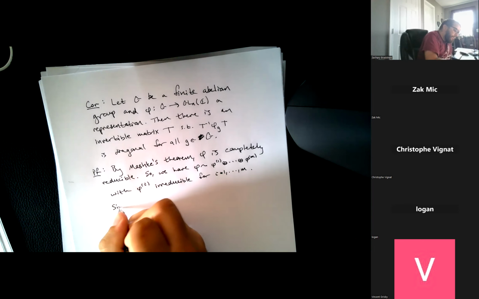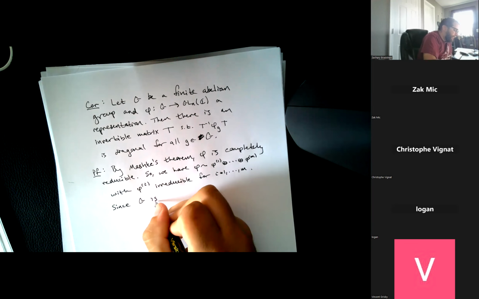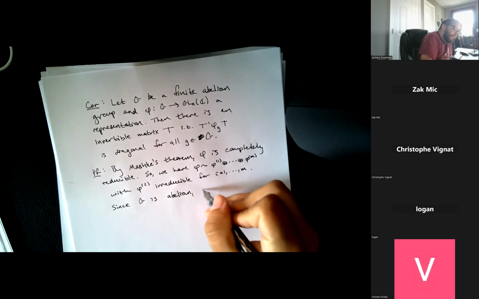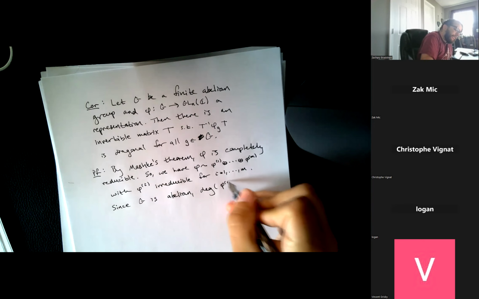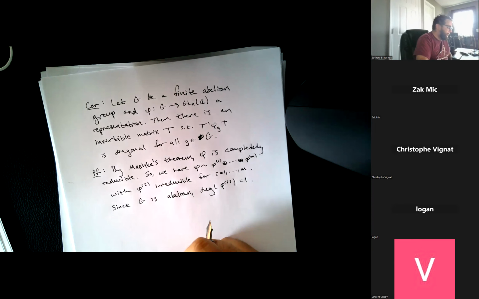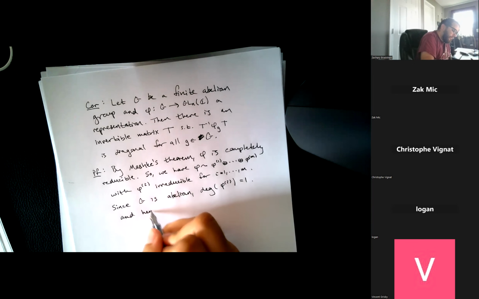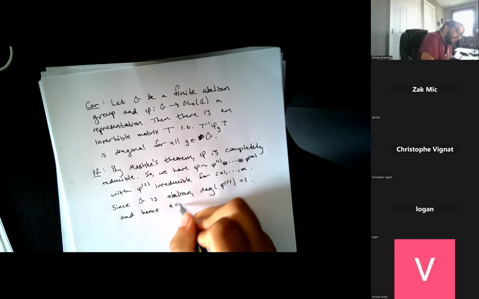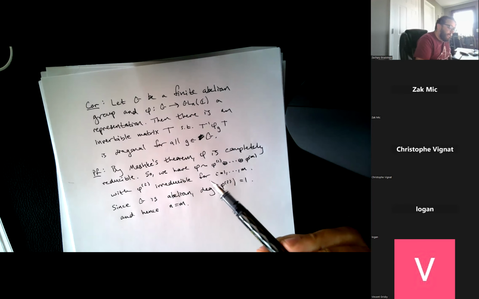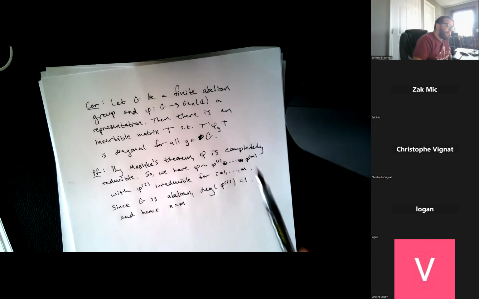Now, since G is abelian, we know that the degree of each phi i has to be equal to 1. That was the last proposition. And hence n is equal to m. The degree of the total representation must be equal to the sum of the degrees of the individual representations, and if the degrees of each of these is 1, then m better be equal to n.